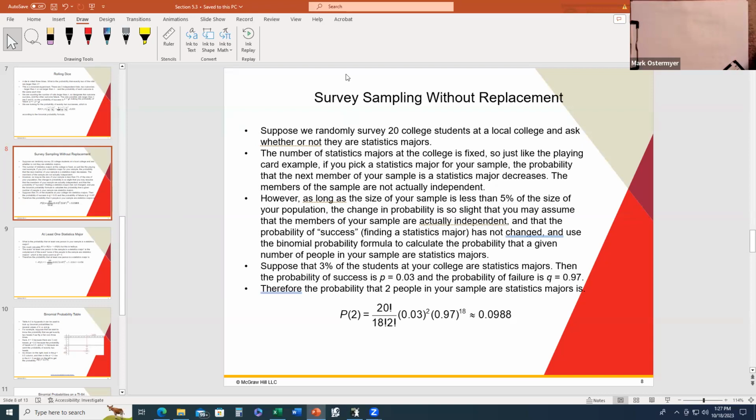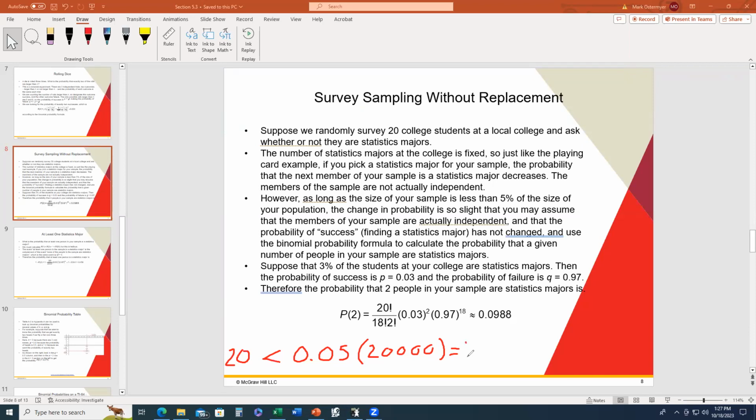Well, ladies and gentlemen, if I took 5% of all the students that attended this university, which I said is 20,000 students, is the size of my sample less than this? Is 20 less than this number here? The answer is yes, because 5% of 20,000, do it on a calculator, is 1,000. As long as I choose a sample smaller than size 1,000, we can consider these trials or these draws from the population to be independent of one another.